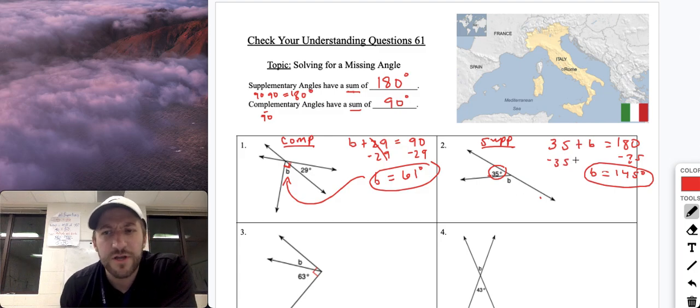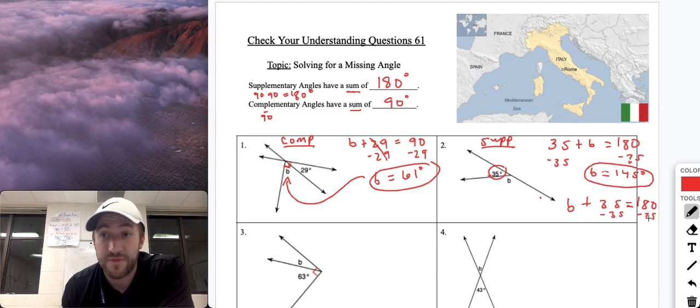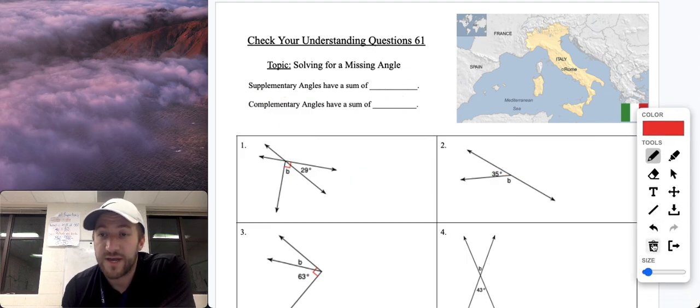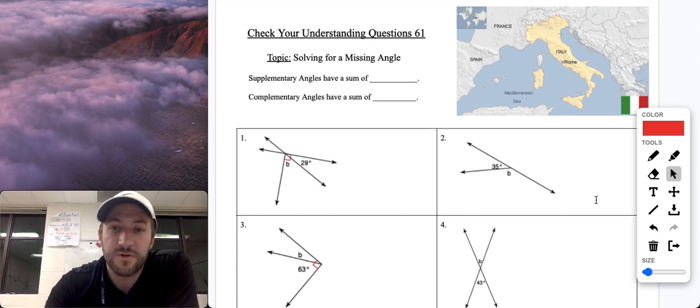Some kids were asking earlier if I had 35 plus b, could they also write b plus 35 equals 180? And you absolutely can. As long as we are adding, we can put it in any order we want. Subtract 35 on both sides, and you get the same thing. We're doing the same work. 180 minus 35, 180 minus 35. All right, now I'm going to give this an erase, and we're going to scroll down. Let's go look at the next one.